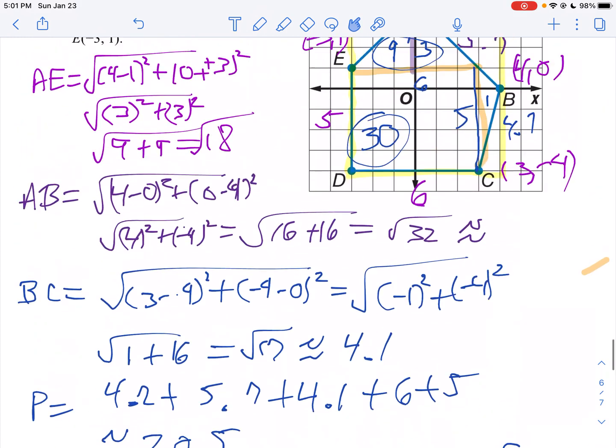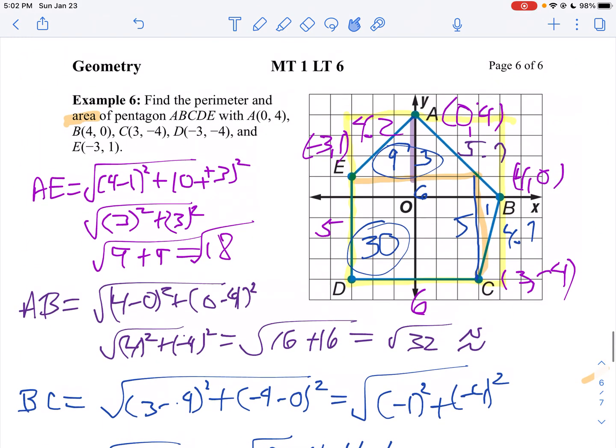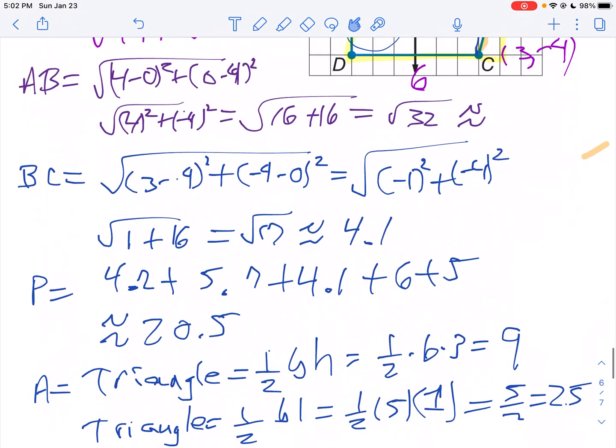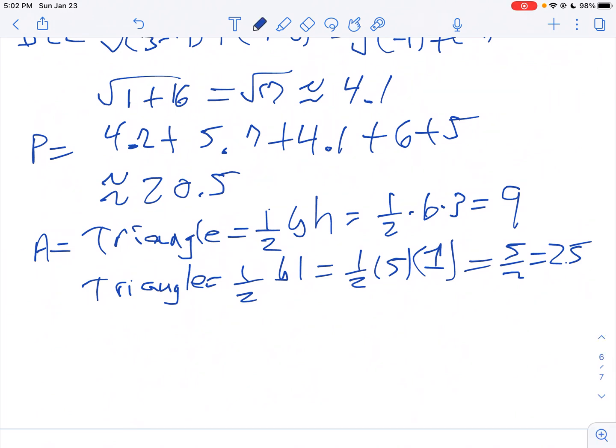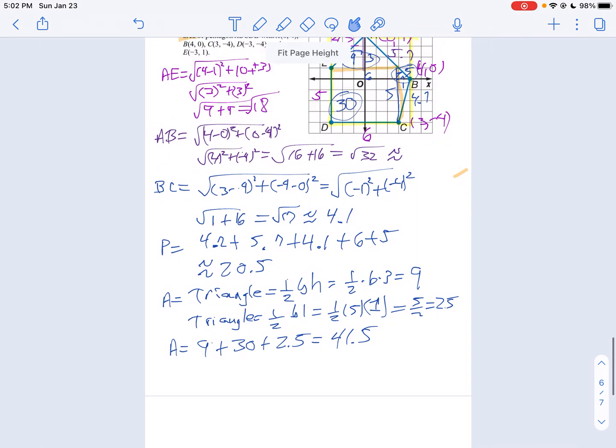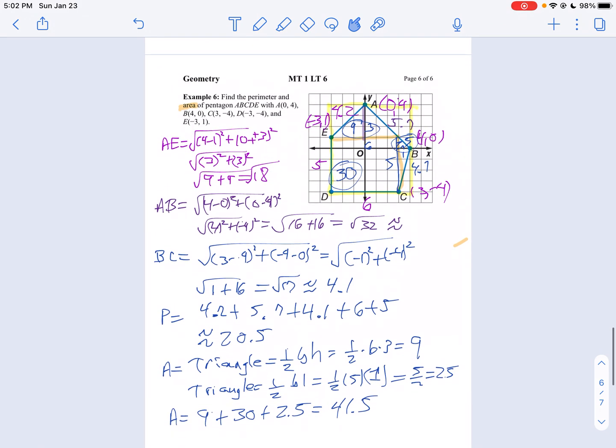Now to find the total area, we're going to add them all up. So I'm going to say 9 plus 30 plus 2.5. So 30 plus 9 is 39, plus 2.5 is 41.5. And there's the area of that pentagon. So that was a little bit harder one, or a little bit longer one to do, wasn't it?